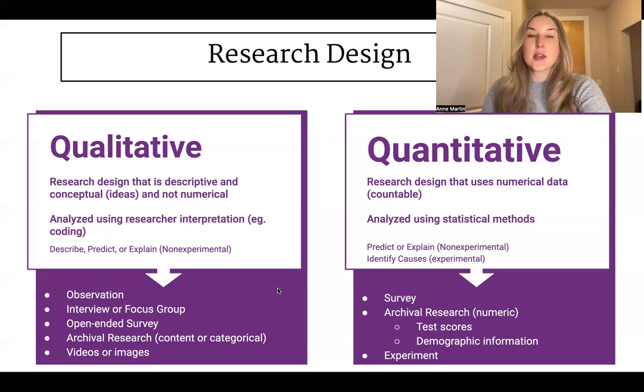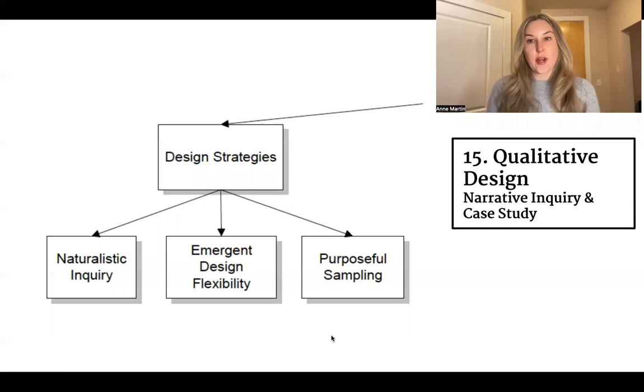So when we're thinking about the 6 methods of data collection, here are some of the types that you will see with qualitative design. Now, with quantitative design, you'll see closed surveys with scales, something that you can make numerical to analyze. Archival research that is using numeric data like test scores and demographic information, and then of course our experimental and non-experimental research.